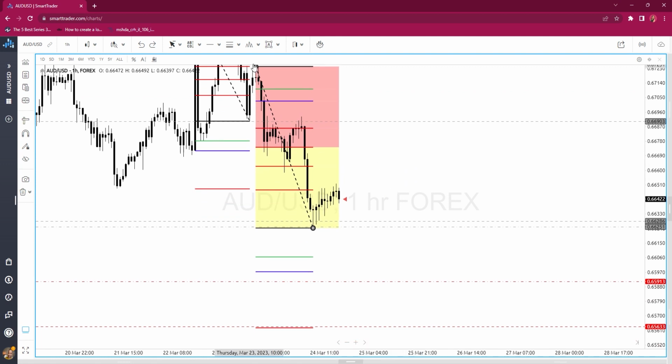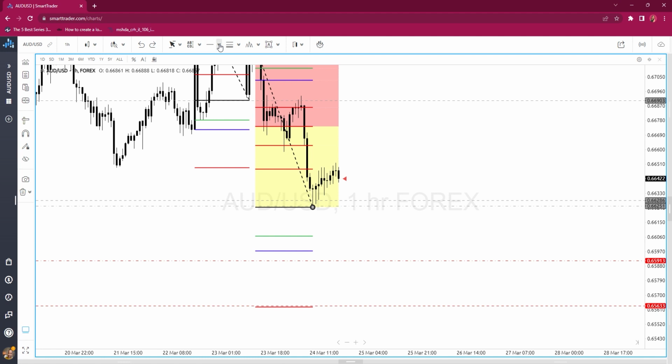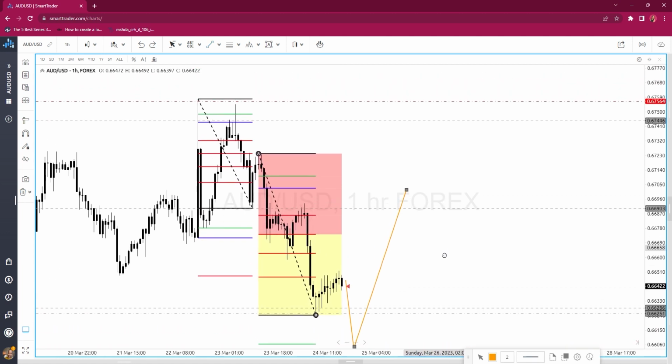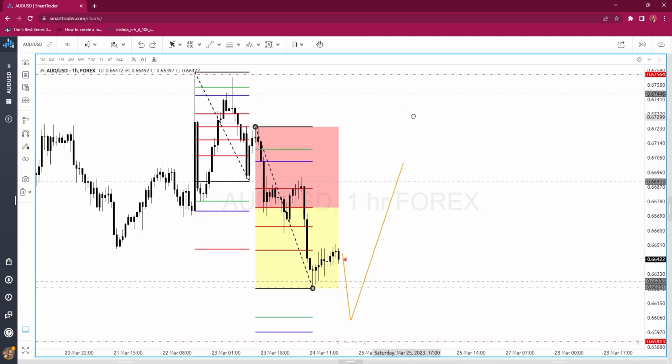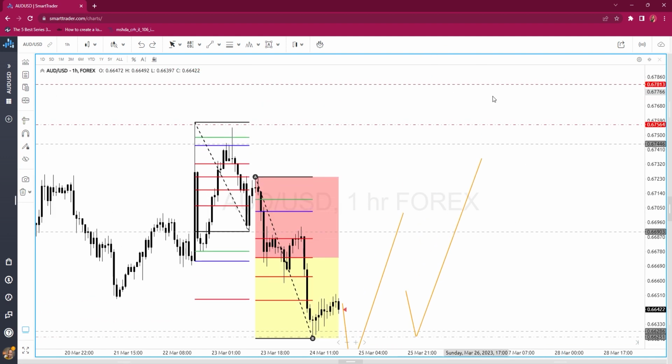So this is the active fib, A, B, and it looks like it has a 23.6 pullback. And so it's possible that we could see price dip down and then come back up and start making its way up to that target that we identified at 68042. Or if price truly has found support at the level that it's at, we could see it start making a move from this level and then up to the target that we identified.